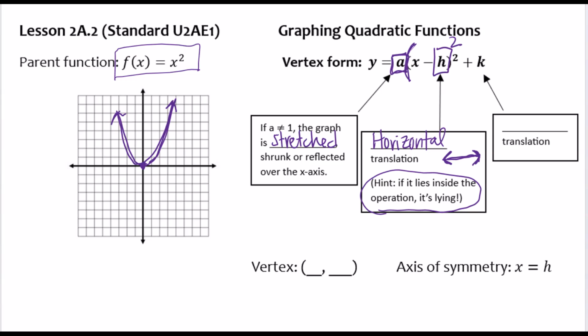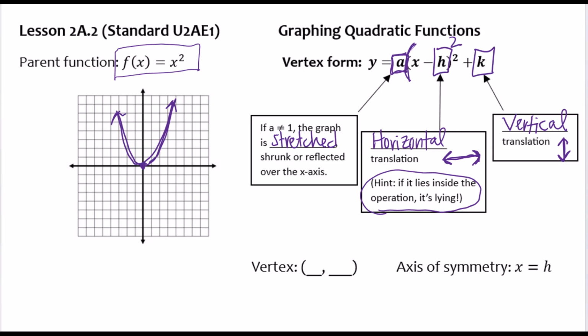All right. Now, what does K do? It's a vertical translation, right? So this number shifts the parabola up or down. And we saw last time when we did our practice, sometimes they put K in front, right? So we just have to make sure we look at the equation carefully.